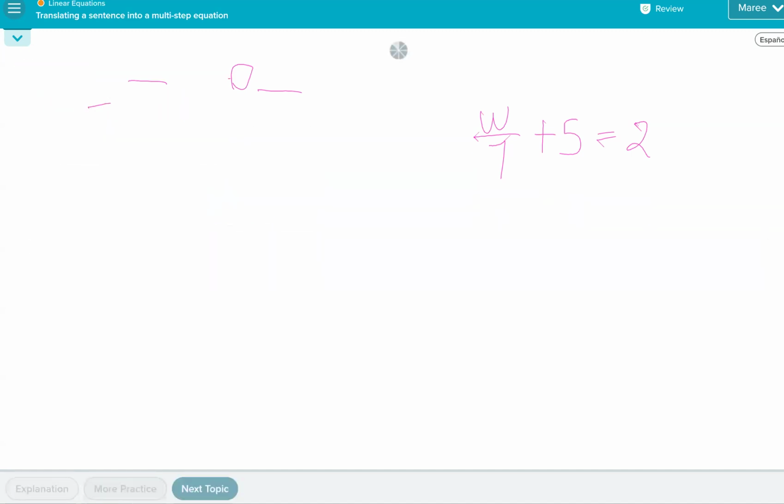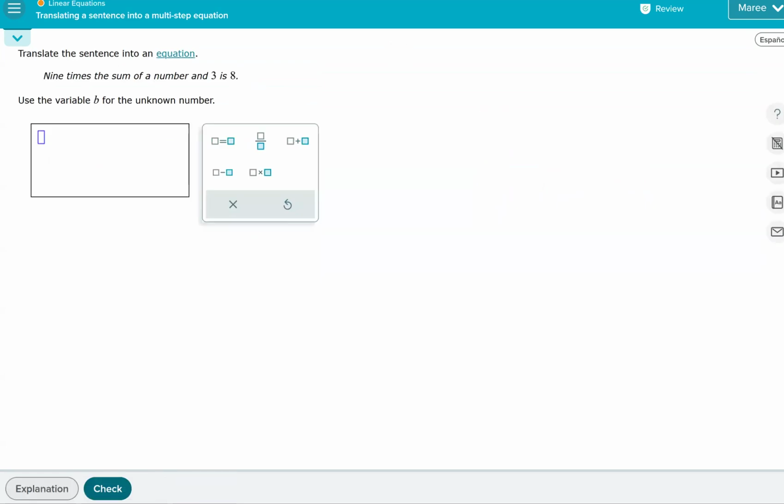All right, we're going to do maybe 1 or 2 more because these sometimes can be a little difficult. So now we have 9 times. So we're timesing 9 by a sum. Remember, sum is a plus sign. And then we're going to have two things. We've got to find the word and, there it is. And we have a number and 3. So they want us to use B for our number and 3, and then is 8.